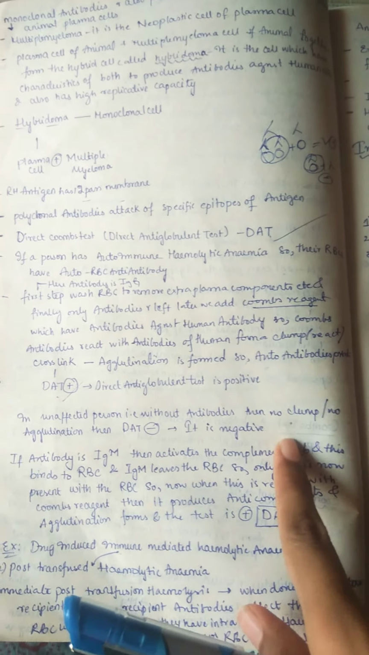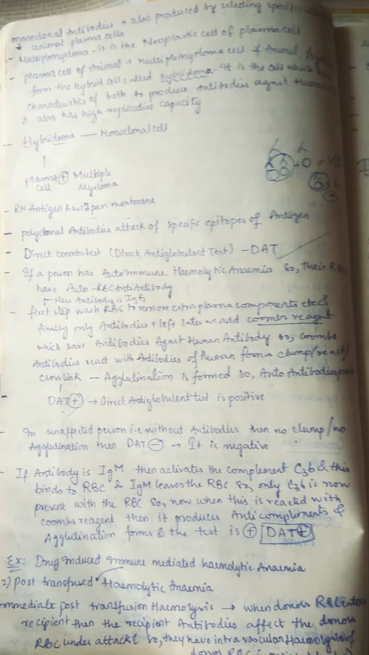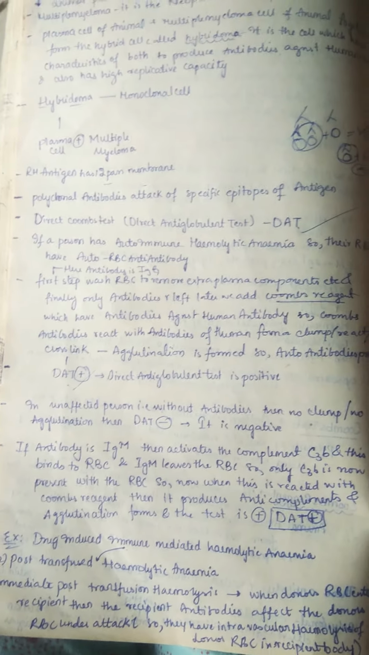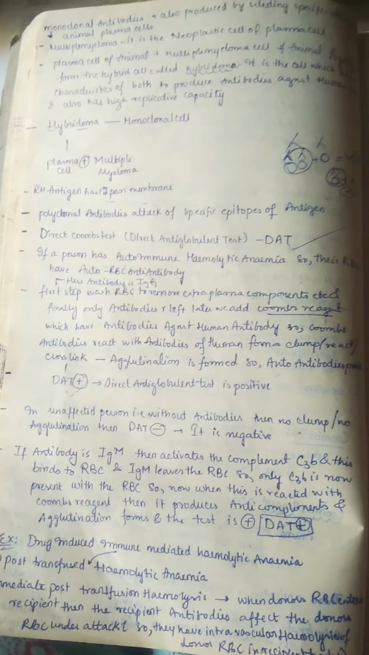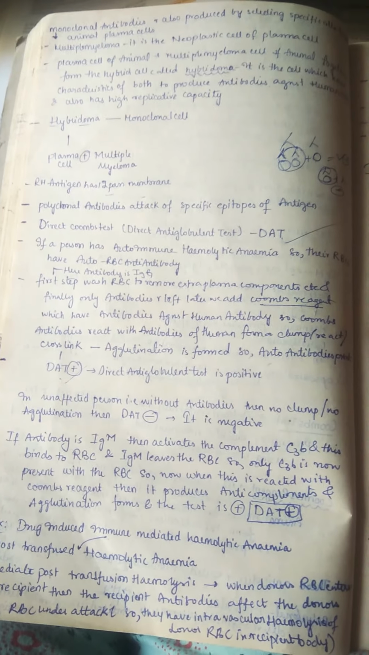In an unaffected person, without antibodies, there is no clump or agglutination, and the direct antiglobulin test is negative. We will continue with the next part, because our video is getting longer, in part 2.